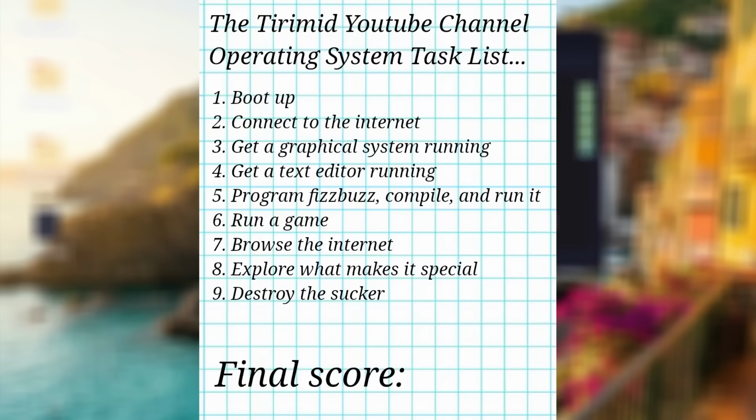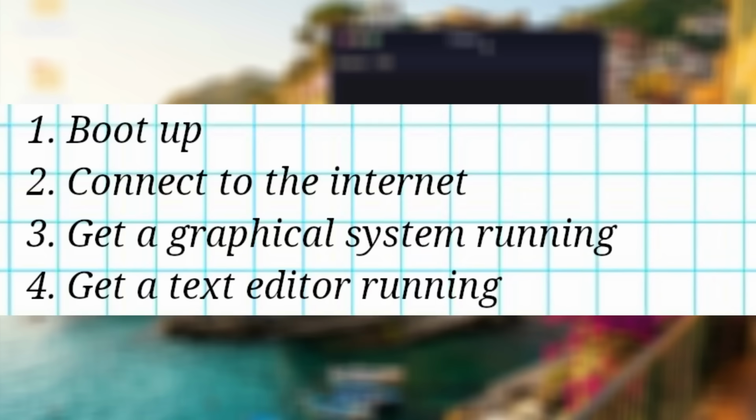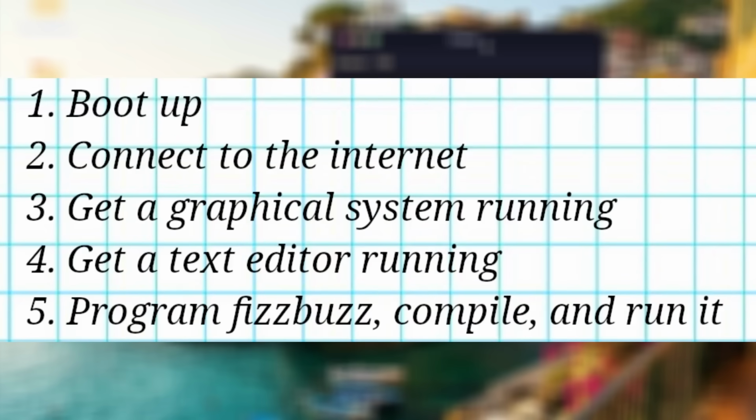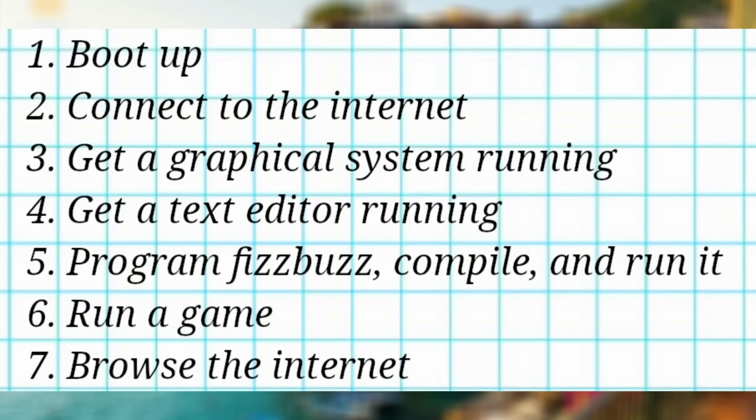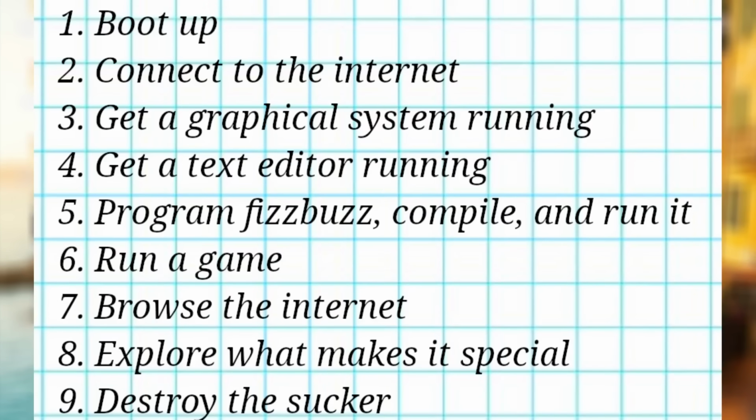This is a series of tasks that I must complete for every operating system that will judge how feature complete or usable they are. These tasks are in order: number 1, boot up; number 2, connect to the internet; number 3, get a graphical system running; number 4, get a text editor running; number 5, program vib-os, compile and run it; number 6, run a game; number 7, browse the internet; number 8, explore what makes it special; and finally, number 9, destroy the sucker.